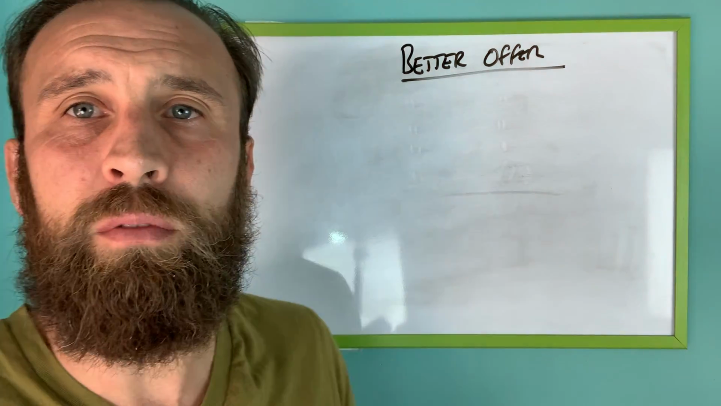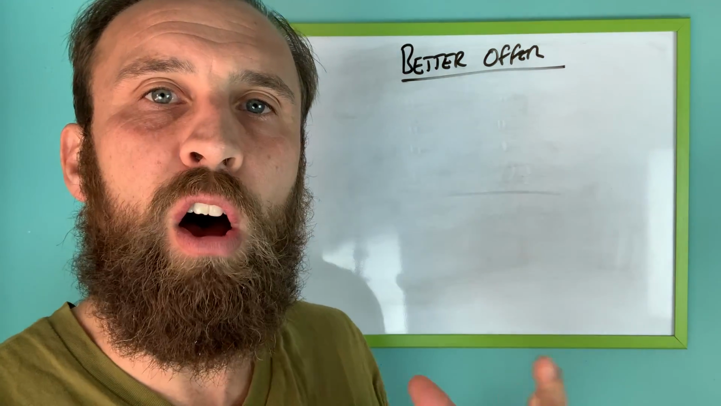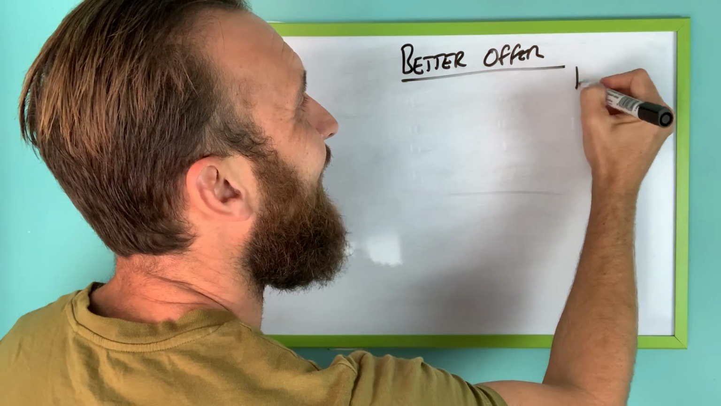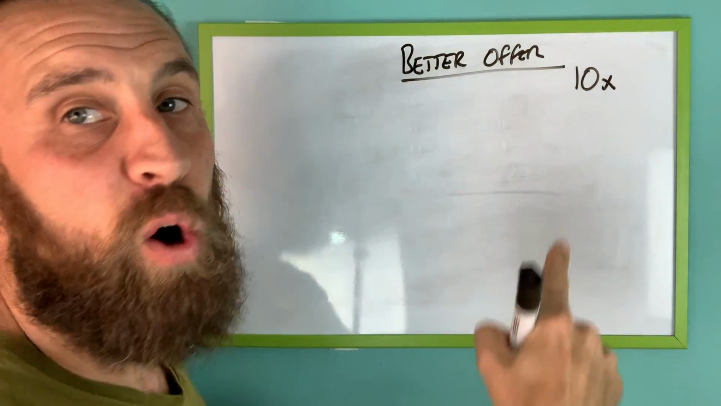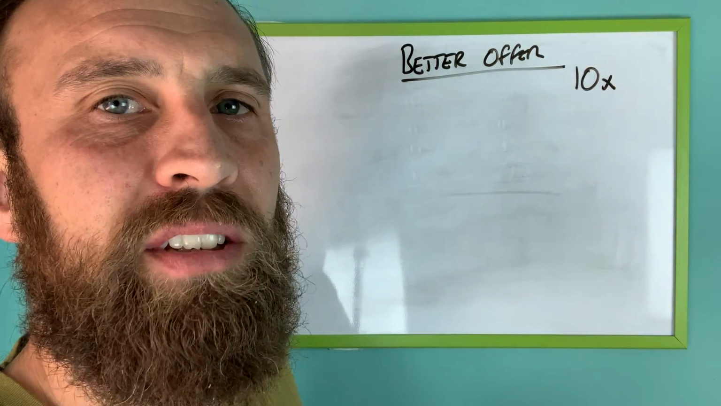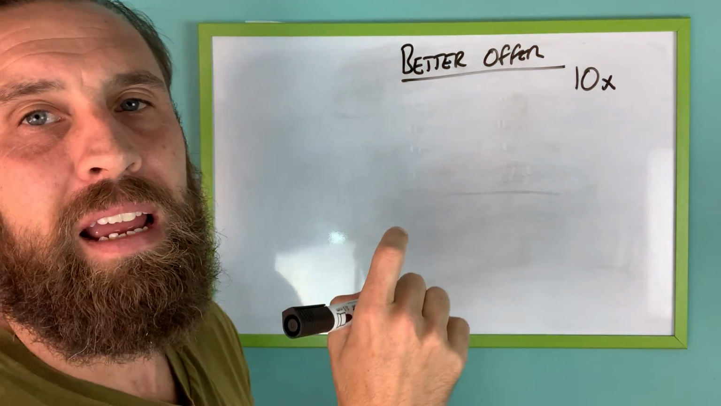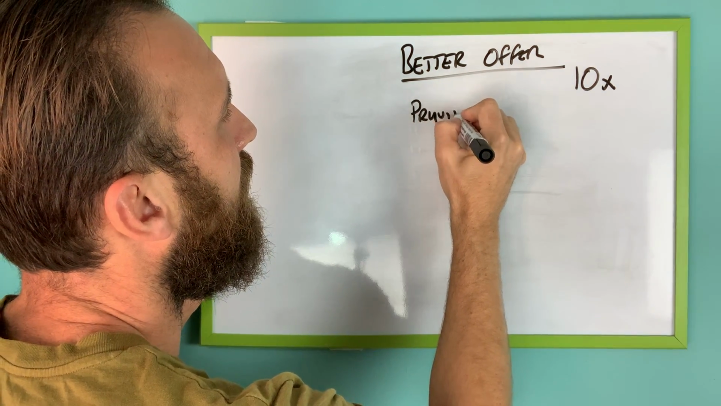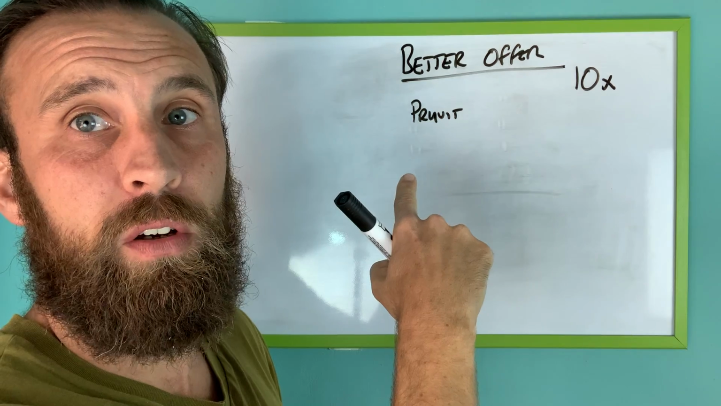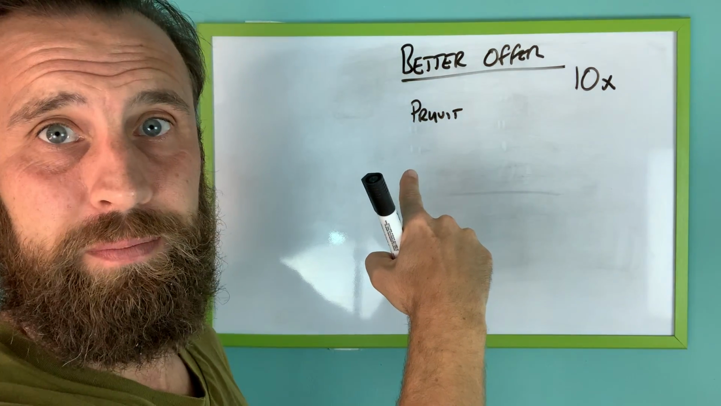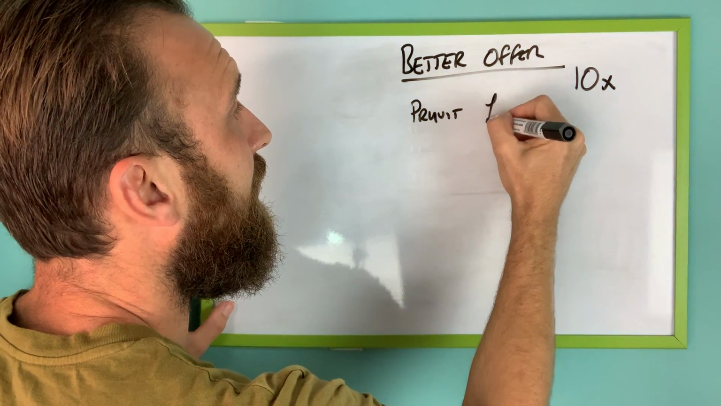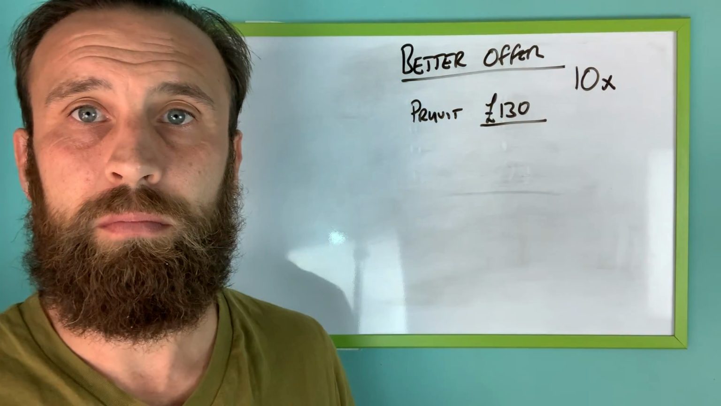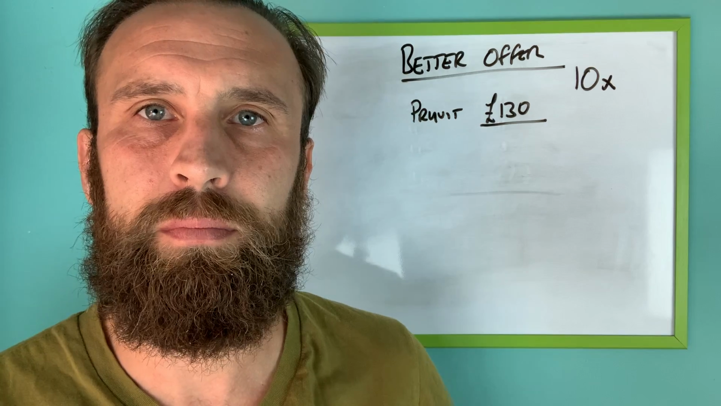So what I found is that I would create offers around a product that would be worth 10 times more than the price I was selling it for. So let's say I sell a supplement called Prove It. This is an actual product I sell, and loads of other people sell it. And the product sells for £130.